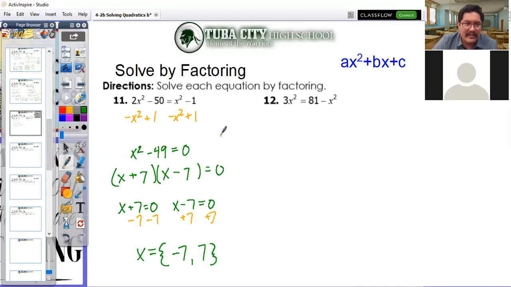I'm thinking this one's going to be kind of the same thing just because that's what the pattern has been like. Now let's see, what could I do? I could minus 3x squared from both sides, but then this side would be negative 4x squared, which I don't want, a negative number. So that means I'm going to have to add x squared to both sides. And this also means I'm going to have to minus 81 from both sides.